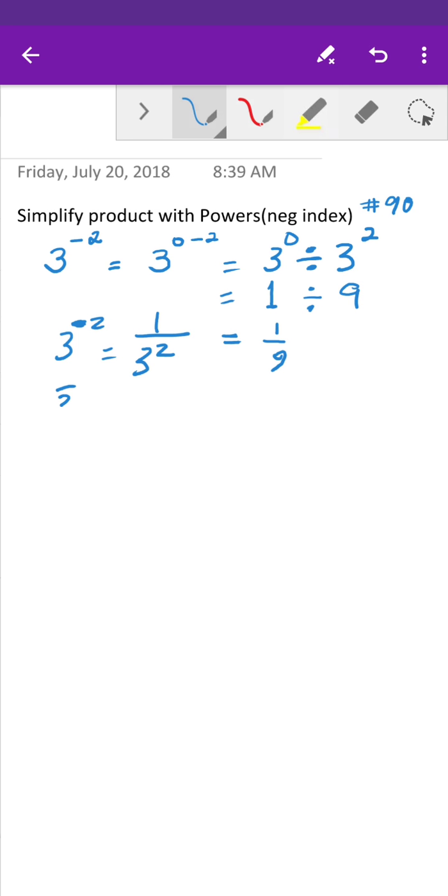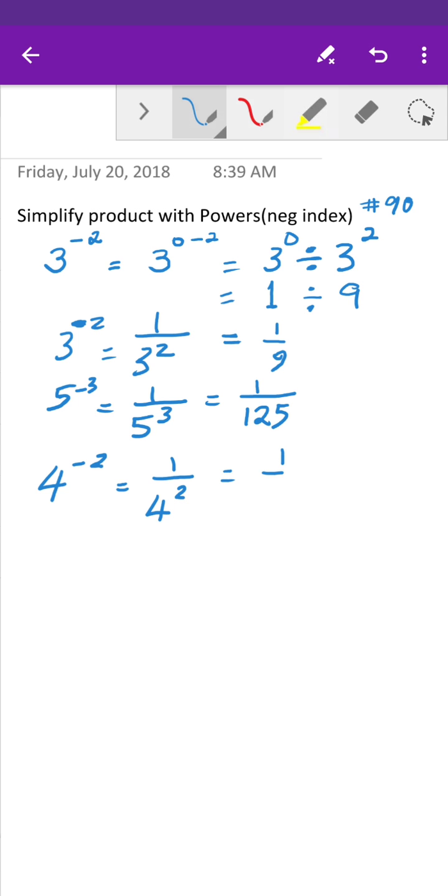So let's look at another power, like say 5 to the negative 3. This means 1 over 5 to the positive 3. Now 5 times 5 is 25, times 5 is 125. So 5 to the negative 3 is in fact 1 over 125. We'll do one more, a power with a negative index, say 4 to the negative 2, which is 1 over 4 to the positive 2. That's 1 over 4 squared, which is 16.